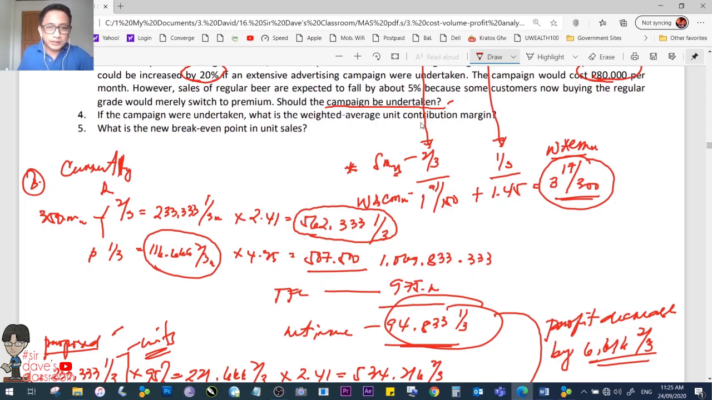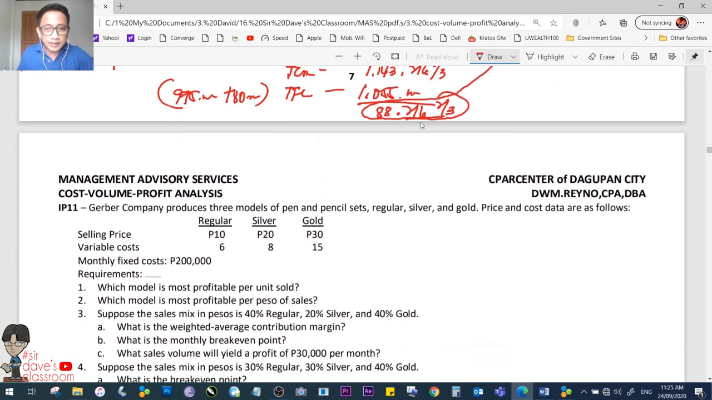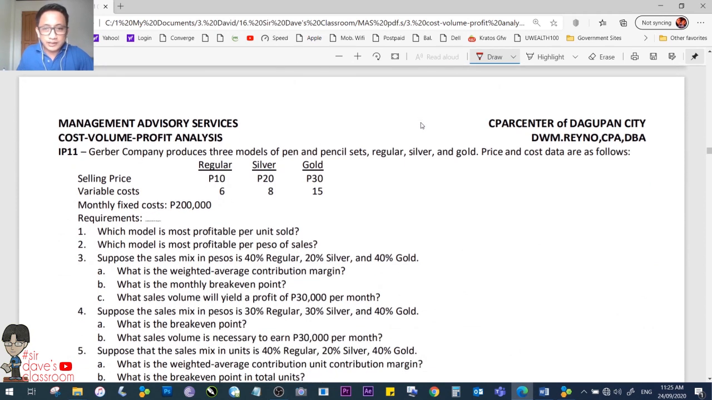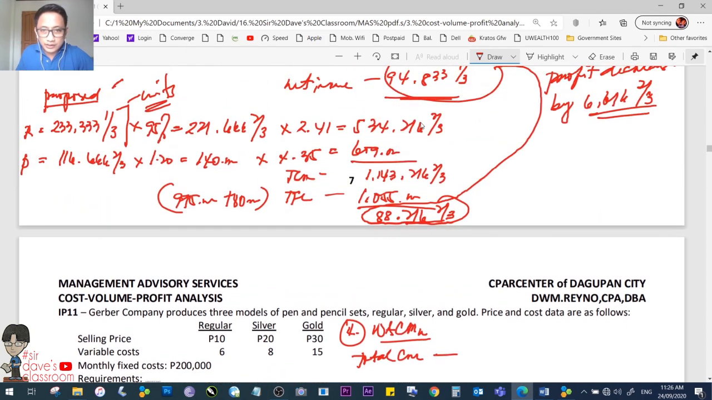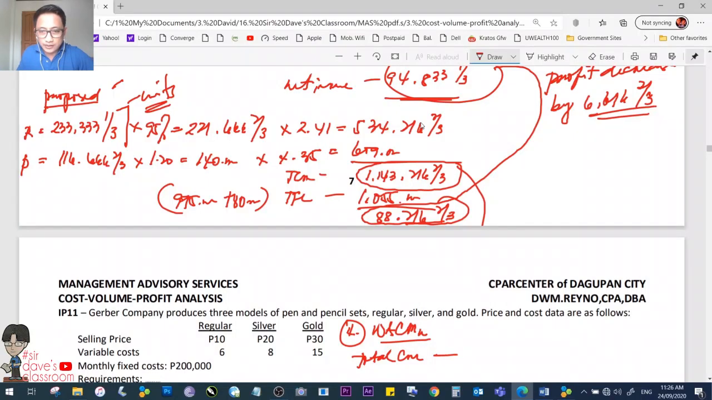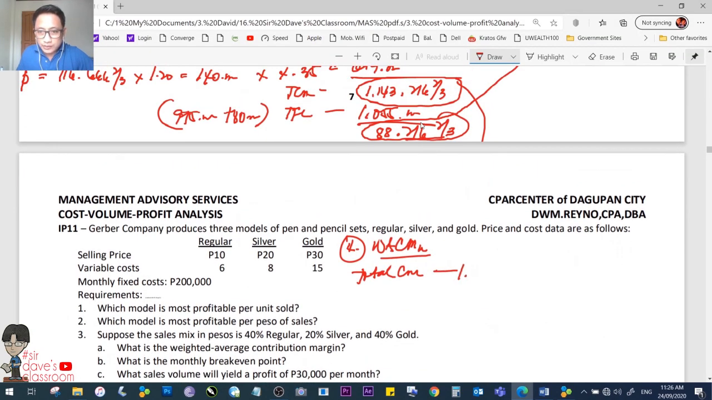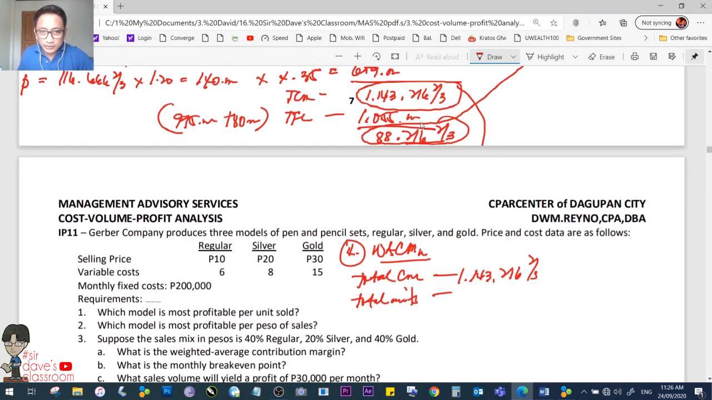If the campaign were undertaken, what is the weighted average unit contribution margin? Sulat natin uli sa baba. Alright? Dito na lang muna, burahin na lang natin for IP number 11 later. Alright? Still, IP number 10 tayo. Weighted average unit contribution margin or CM per unit. Your total contribution margin, let's take a look dun sa ating solution, is 1,143,216 and 2/3. Palagay dito. Divided by the total units. Under that situation, ilan yung total units natin?